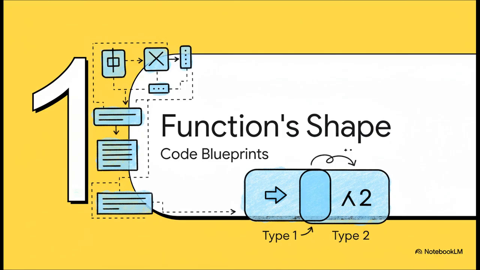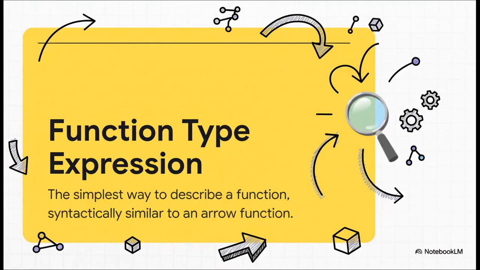Just like any other value in TypeScript, functions have types, and there are really two main ways to describe them. So the most common way you'll see is the function type expression. And it looks almost exactly like an arrow function, which is super convenient. The syntax here is clearly telling TypeScript, hey, this is a function, it takes one string parameter called a, and it returns nothing, void. Now, one small but important detail, that parameter name, a in this case, is actually required.